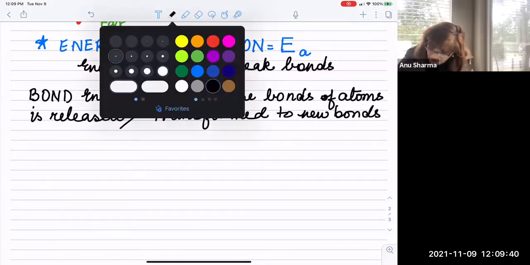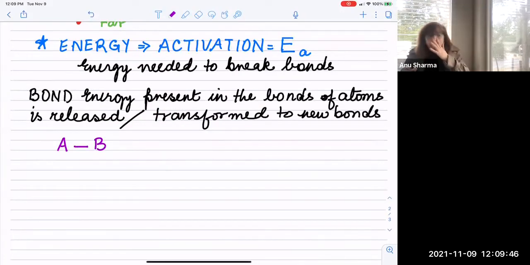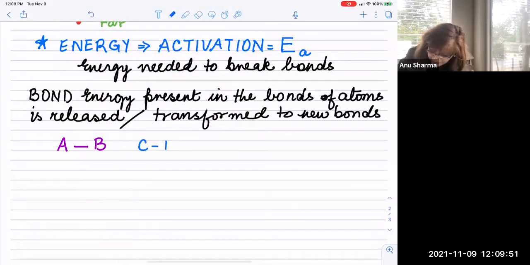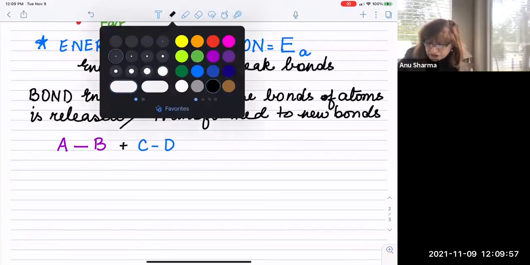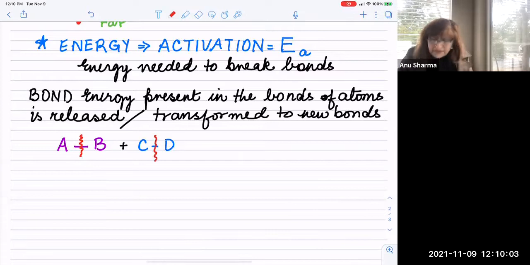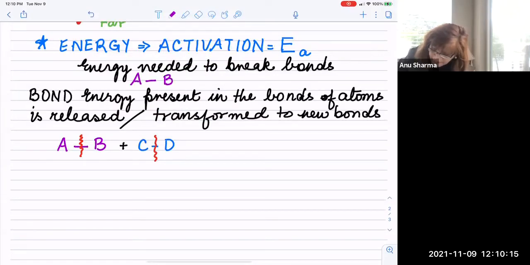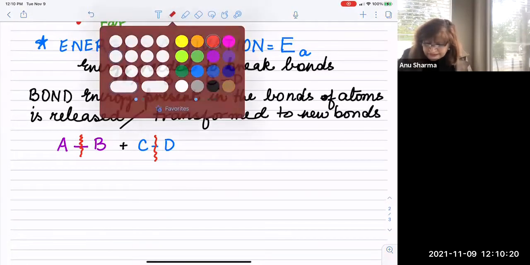Okay, so what does this mean? Look at this. You have one molecule, A and B, reacting with CD. Both of them are mixed together. First you need to give some amount of energy that is going to break this bond and this bond. That initial energy that is needed to break the bonds of AB and CD is called the activation energy.